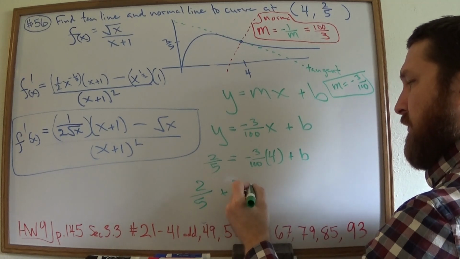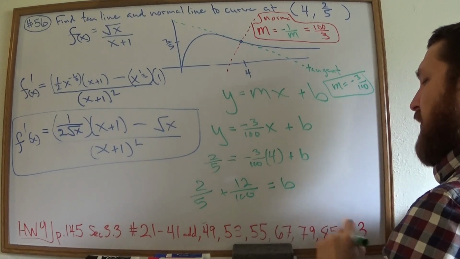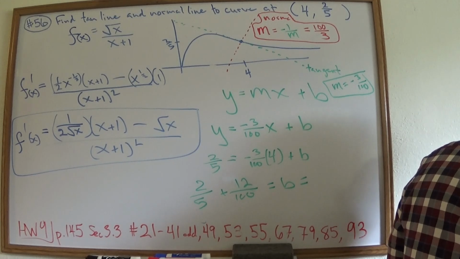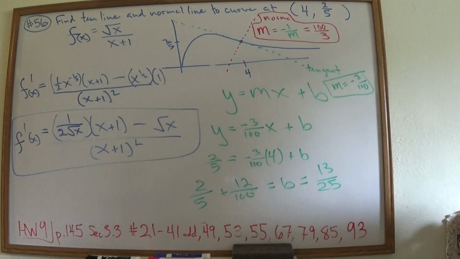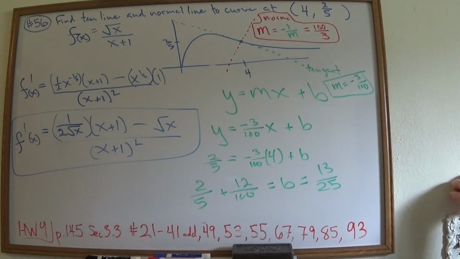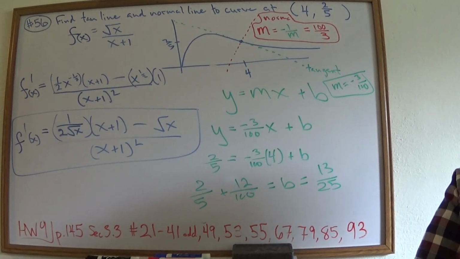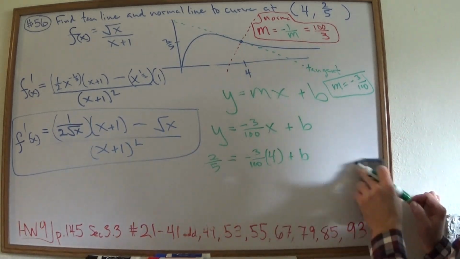2/5 plus 3 times 4 over 100 equals b. Multiply to get 25ths. Is that 52 hundredths or 13 25ths? I think it's 25ths. 13 25ths is 52 hundredths. Here, this is how I did it. Just do it this way.